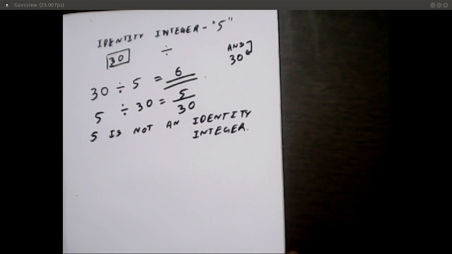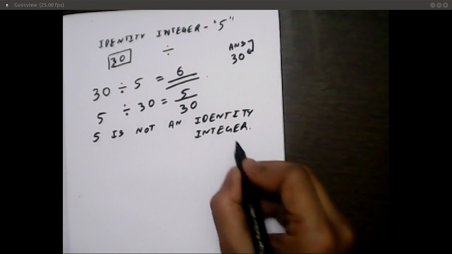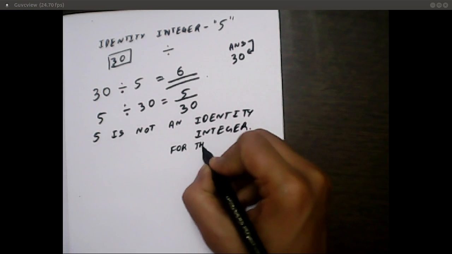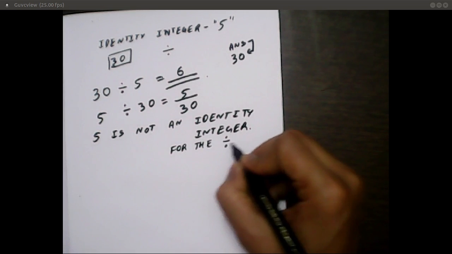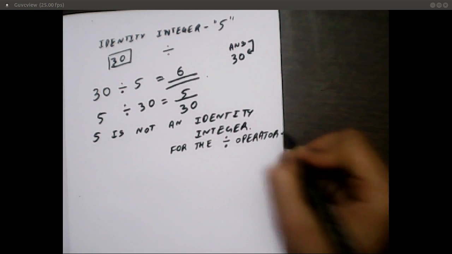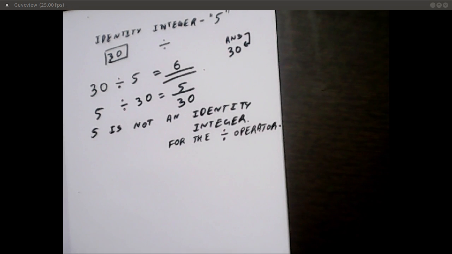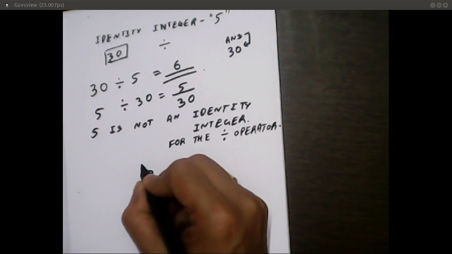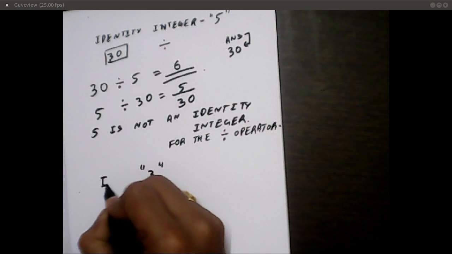Right? Or 5 is not an identity integer for the division operator. Okay, now let's select a different number. Let's select the number 3. Right, so let's select 3 as our identity integer.